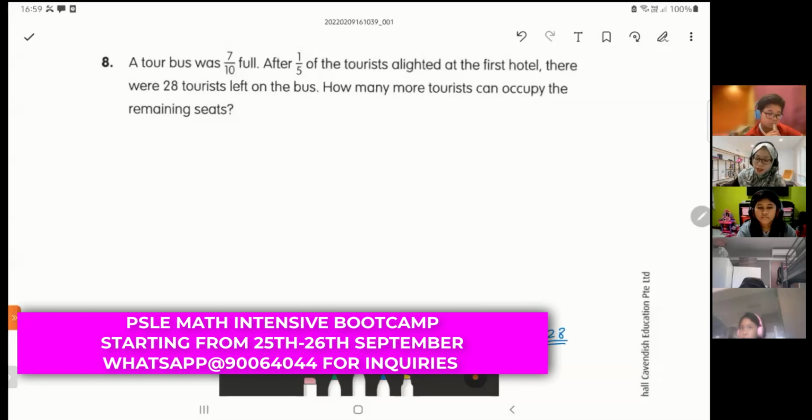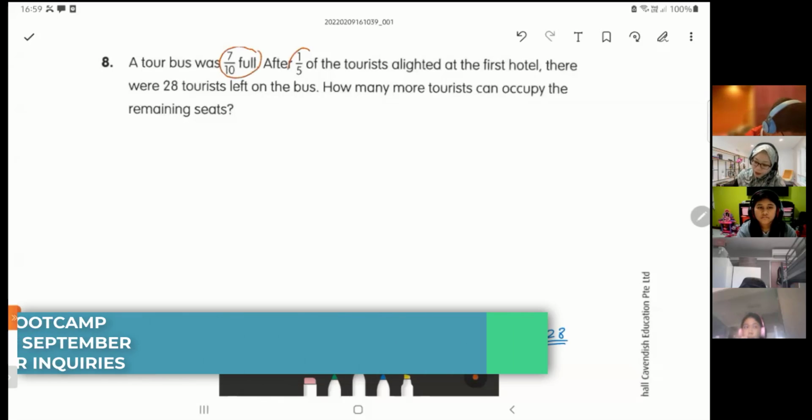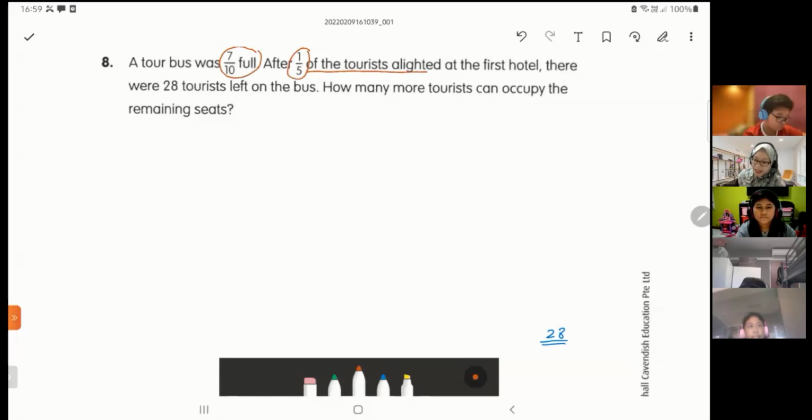A tour bus was 7/10 full. After 1/5 of the tourists alighted at the first hotel, there were 28 tourists left on the bus. How many more tourists can occupy the remaining seats?